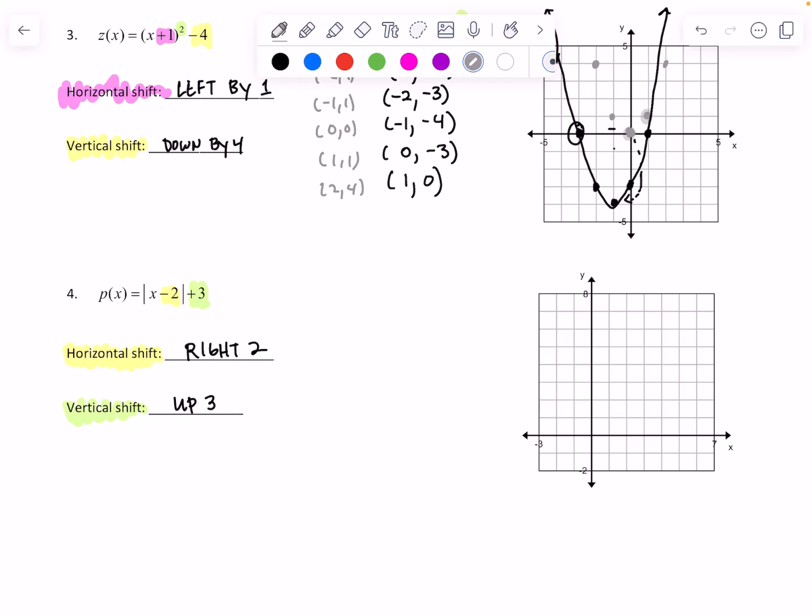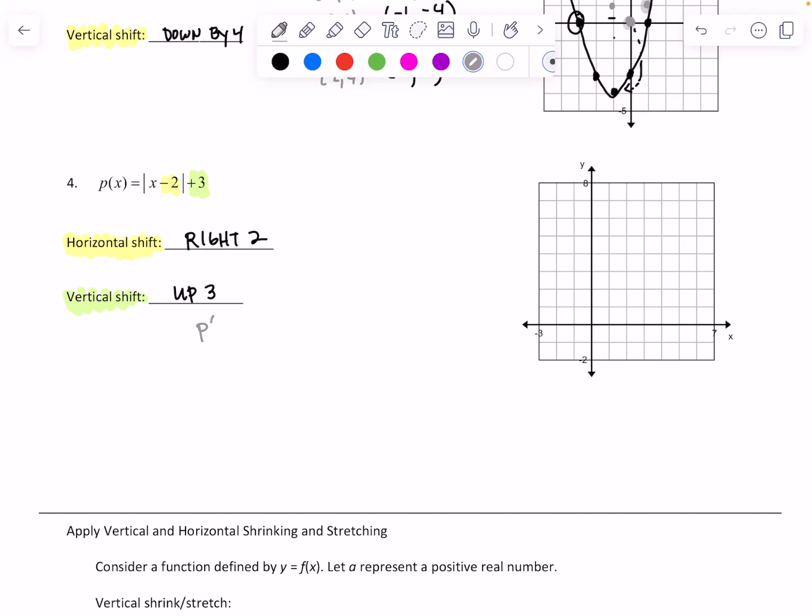We have to remember what our absolute value function looks like. So our parent here, p of x, goes through the points, let's say, negative 2, 2, negative 1, 1, 0, 0, 1, 1, and 2, 2. I got each of those by picking an x value and then taking its absolute value. P of x, I should have written down, is this absolute value of x. And we'll remember that this has a distinctive V shape. So it's going to look like this.